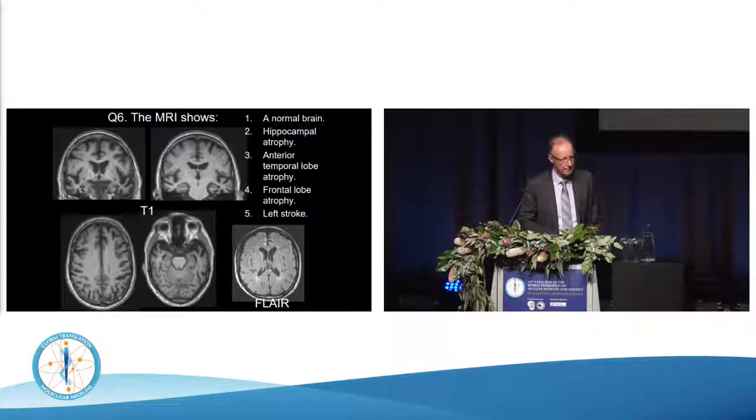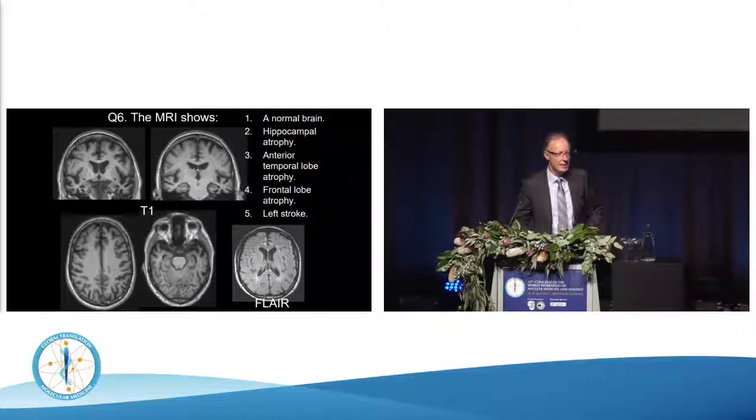MRI was ordered. Here's the MRI with some questions. So I'll give you a minute to have a look at the MR. Who thinks this MRI is normal? Who thinks it shows hippocampal atrophy? Who thinks it shows anterior temporal lobe atrophy? Who thinks it shows frontal lobe atrophy? And who thinks it shows evidence of a left-sided stroke?